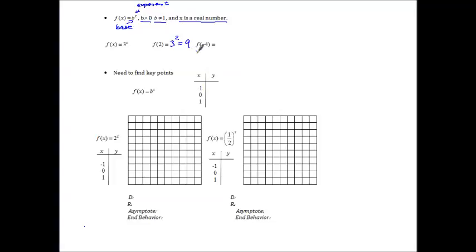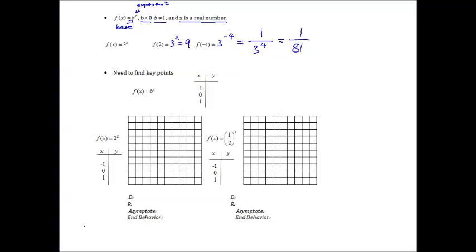Or for example, f of negative 4 for that same function, 3 to the power of x, would be 3 to the power of negative 4. And now we have a negative exponent, and remember what happens when we have a negative exponent. We need to take that term and flip it into the denominator of a fraction. So 1 over 3 to the power of 4, and 3 to the power of 4 is, of course, 81.